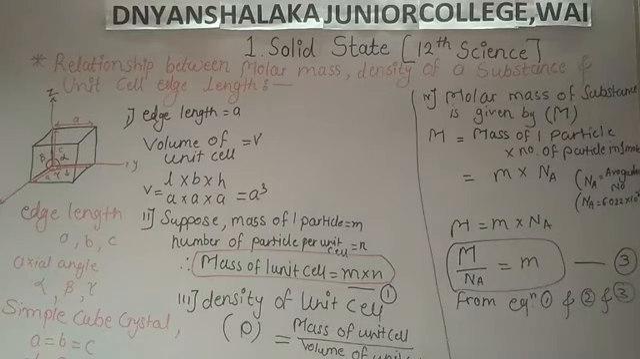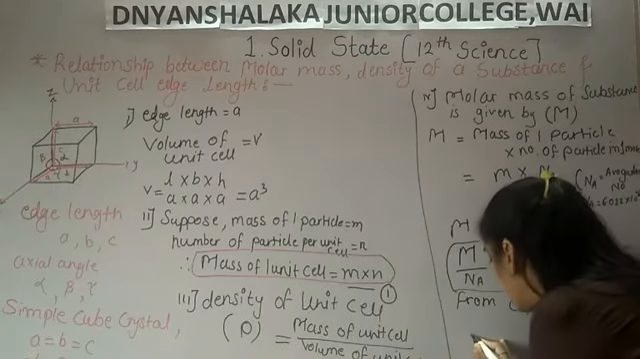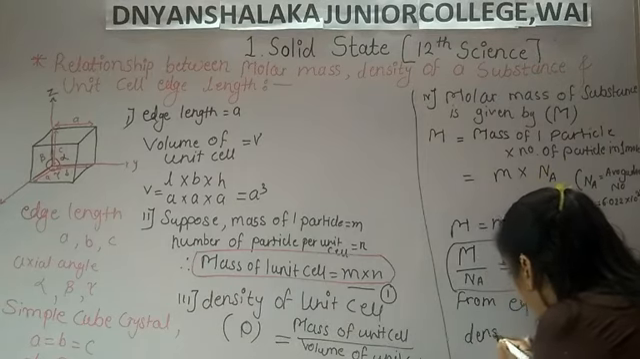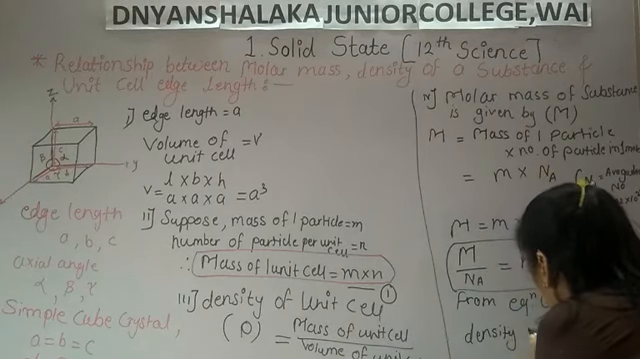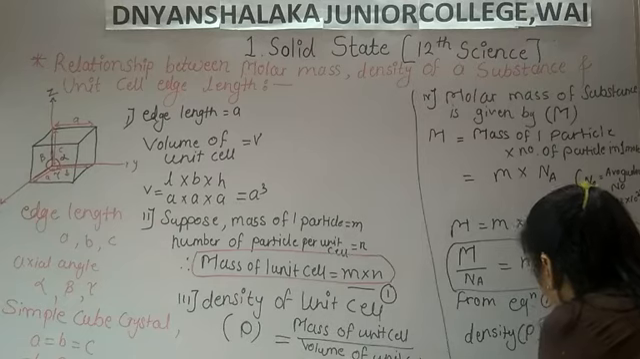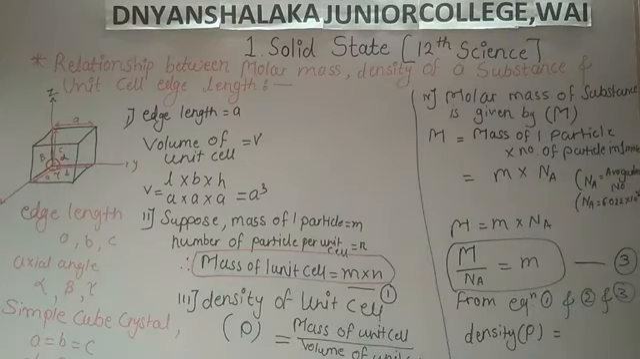Means in your textbook a small mistake: from equation first and third, we cannot get a new equation. So this is a printing mistake. So from equation first, second and third we get a new formula. We get a new formula means density of substance. So density symbol is rho.